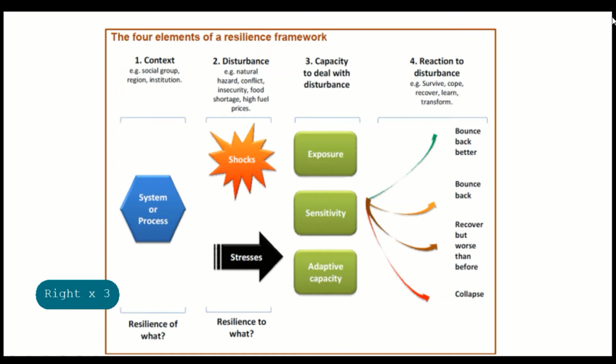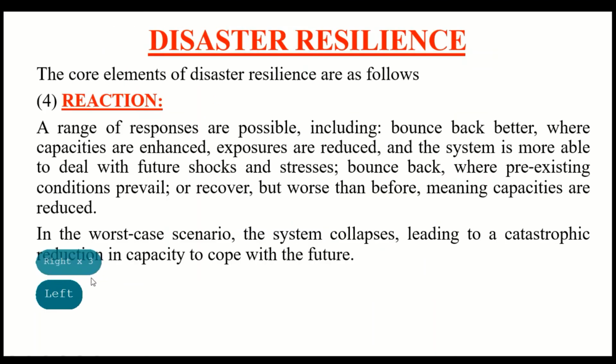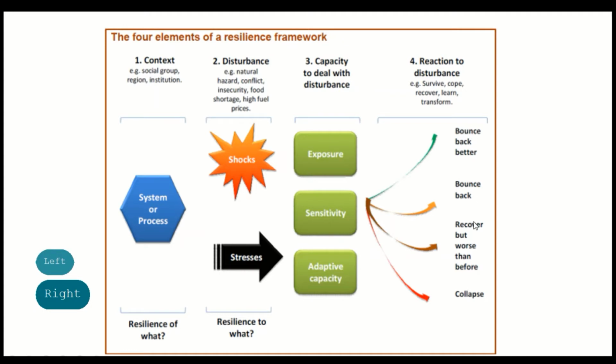The next one is reaction. Reaction is a response or a recovery. All this comes under reaction, a range of responses. Examples of reaction to disturbance: survive, cope, recover, learn, transform. There are four types of responses. First one is bounce back better, second one is bounce back, third one is recover but worse than before, and the last one is collapse.